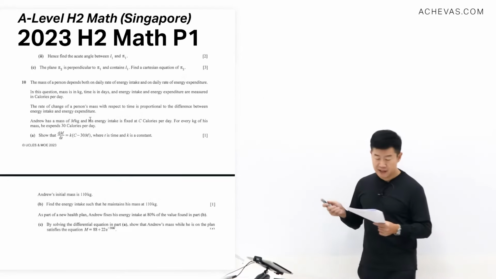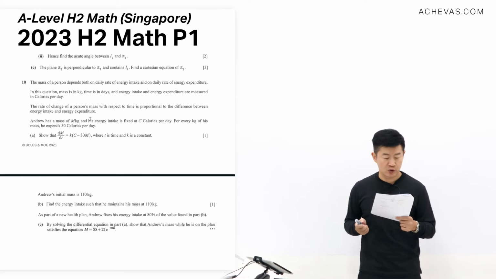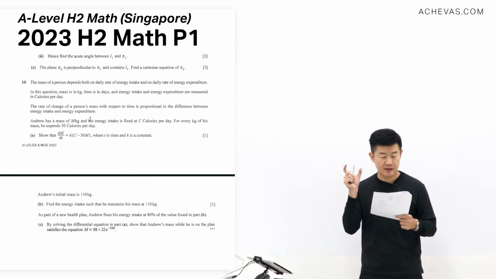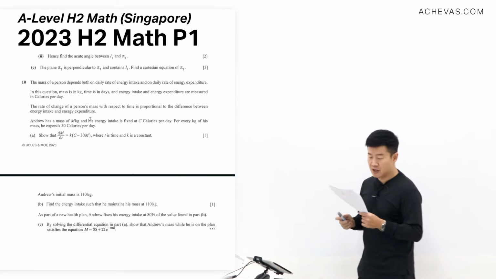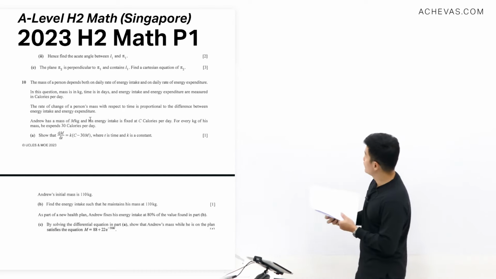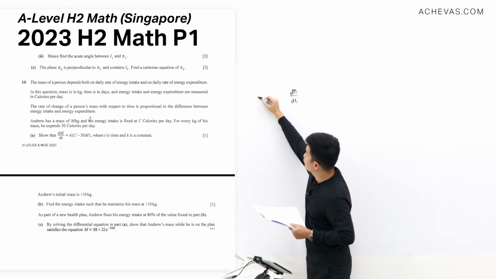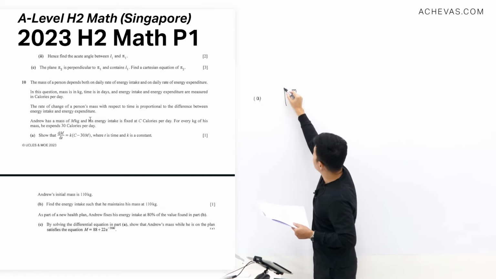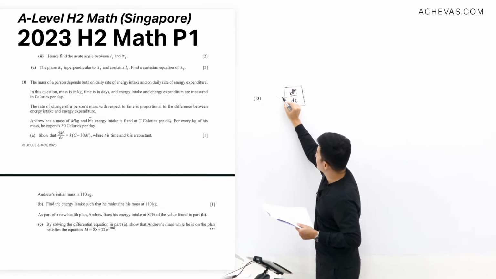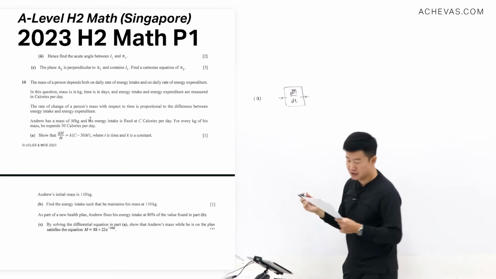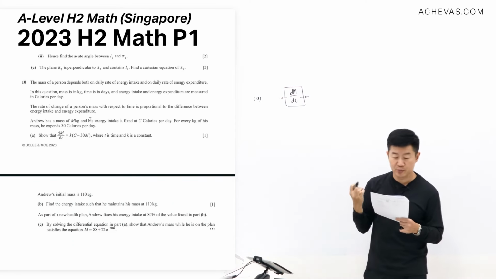Let's take a look at question number 10. And in part A, we are going to try to show that dm/dt is equal to that expression. So m is Andrew's mass, which means that dm/dt will be the rate of change of Andrew's mass. And if I were to look at this system, we will be able to read from the question the rate of input and rate of output pretty clearly.